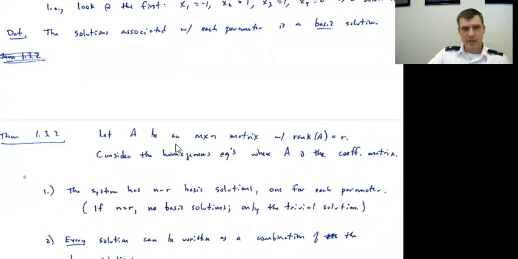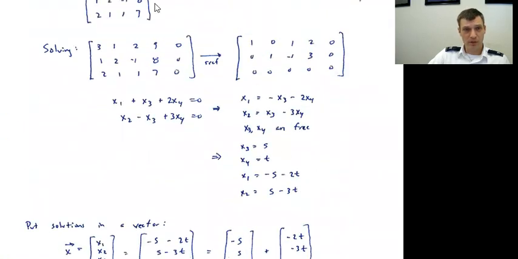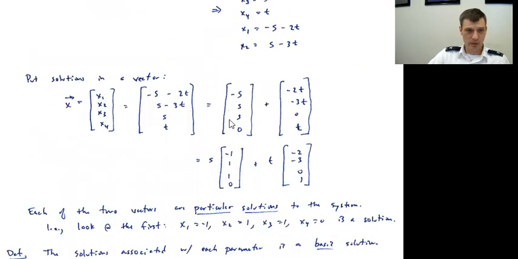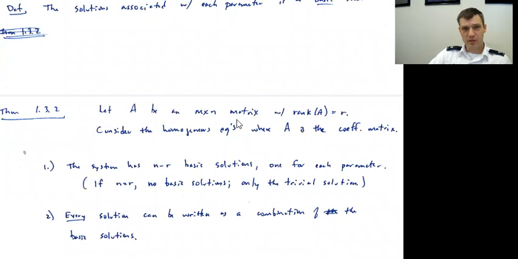So let's let A be an m by n matrix with rank A is r. As we talked about before, rank A, remember, that's the number of leading ones in the reduced echelon form. So this matrix up here, coefficient matrix, had 3 rows, 4 columns. It had rank 2 because I had 2 leading ones. All right. So back to my theorem. Let A be an m by n matrix. m is number of rows, n is number of columns, with rank r.